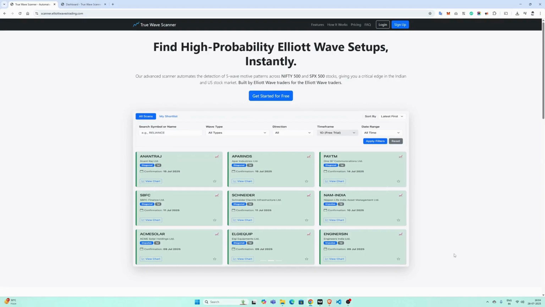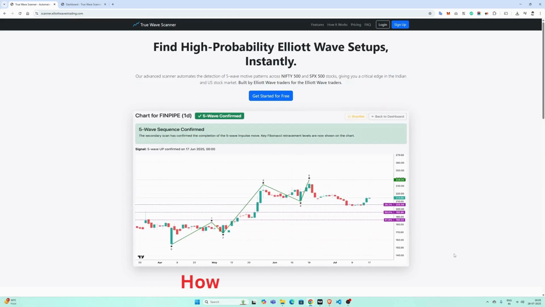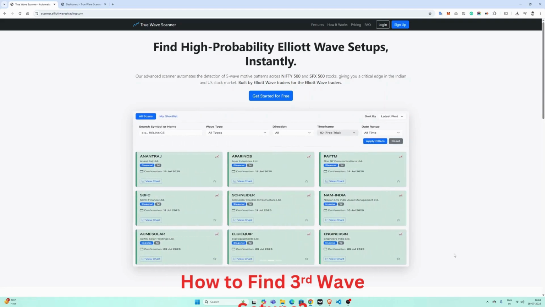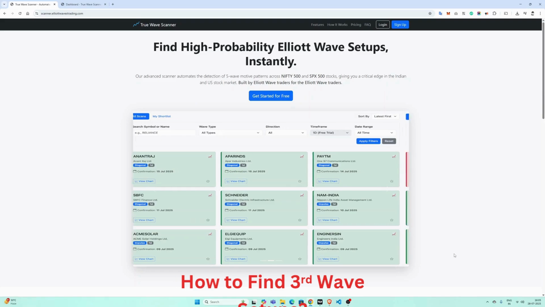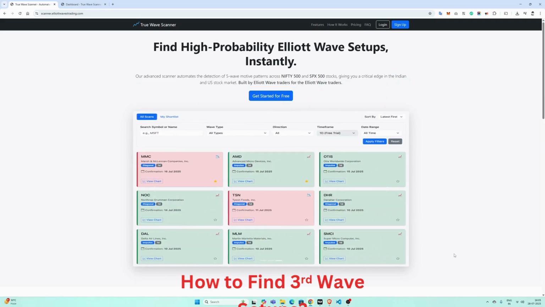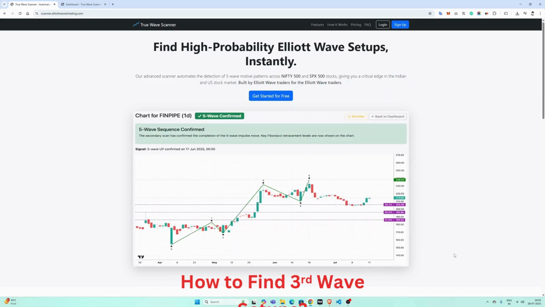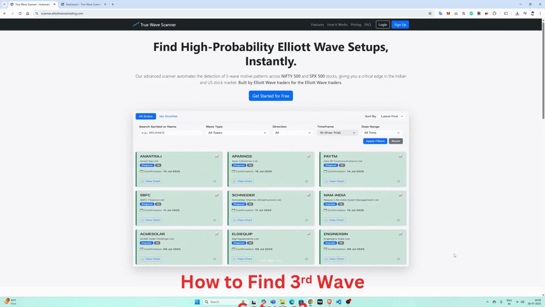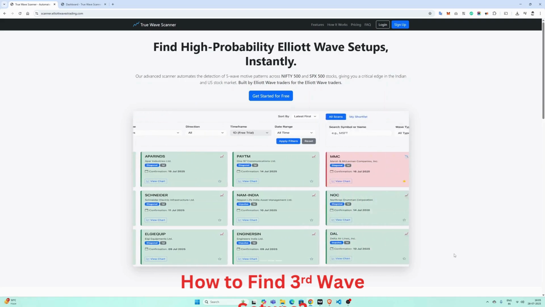Hi everyone. I have been getting a lot of requests where the question is, how do we use True Wave Scanner to find third wave setups? And that's a very valid question because the third waves are the most exciting part, or the best part, of the whole wave pattern. So if you want to trade one thing from using Elliott Waves, it should be third wave, because third wave is expected to be fast and typically the largest as well.